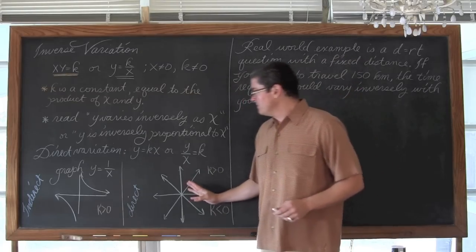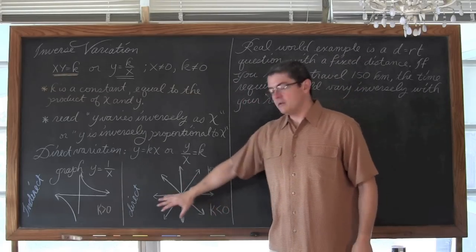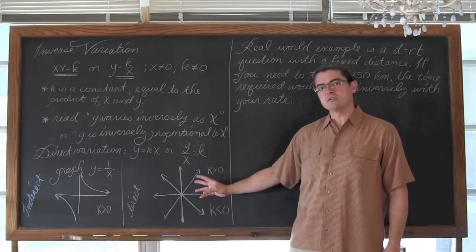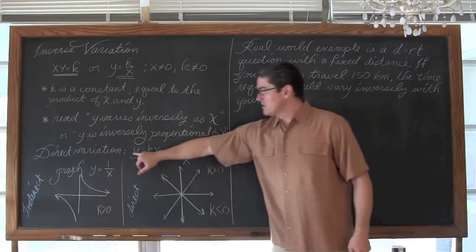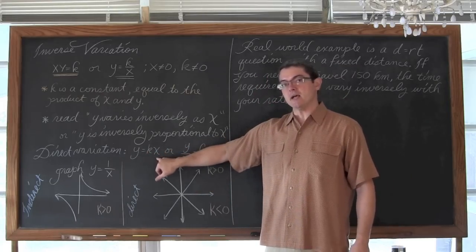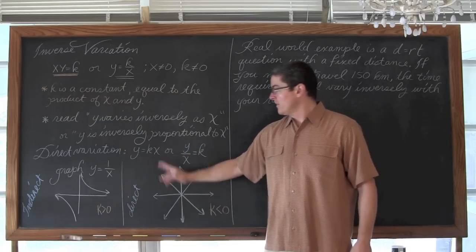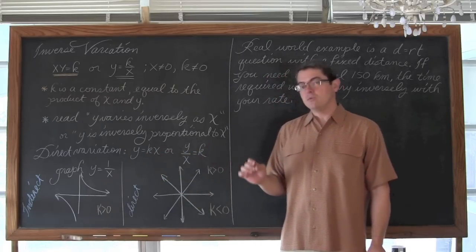So over here, I've got a couple of quick graphical representations of what direct variation is. It's y equals a constant times x. So basically you're looking at a line with a y-intercept of 0 and a slope equal to k.